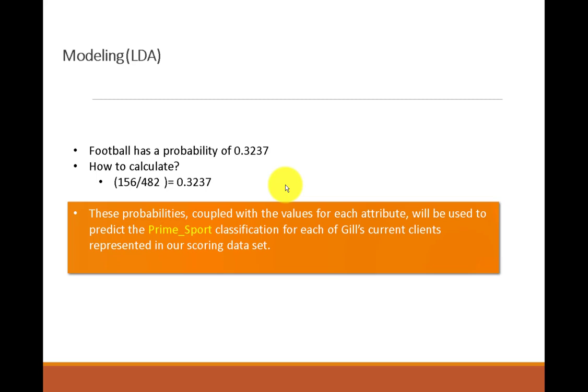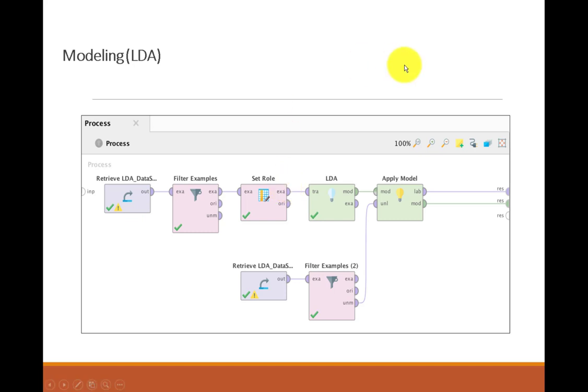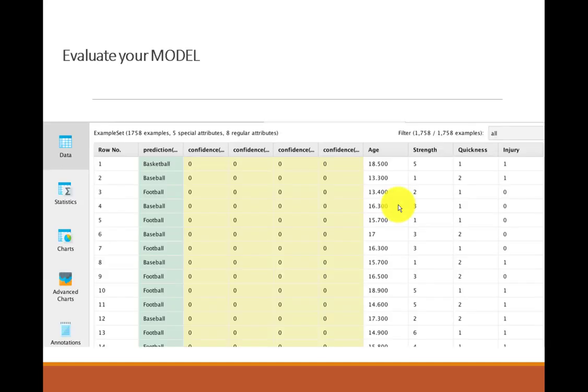Okay, so very simple calculation. In our data, 156 students actually played football, out of 482 total high school students. That's how the probability was calculated. Very easy. Now we have to apply the model, the LDA model we just saw, to a new high school student and tell them and their parents that they should pick that specific sport. Here's the output of our data.